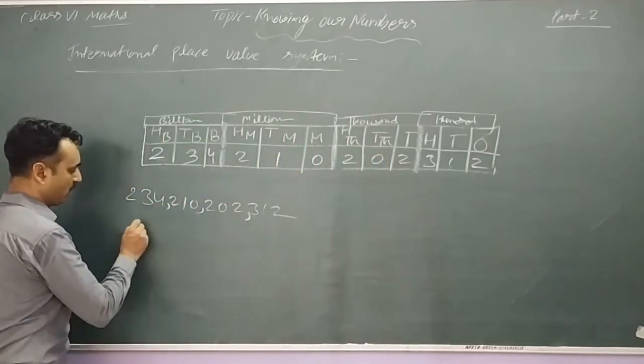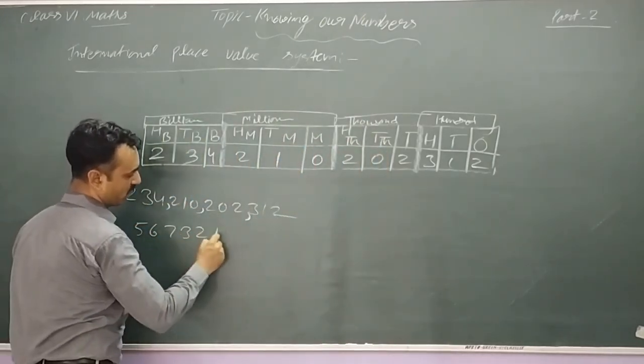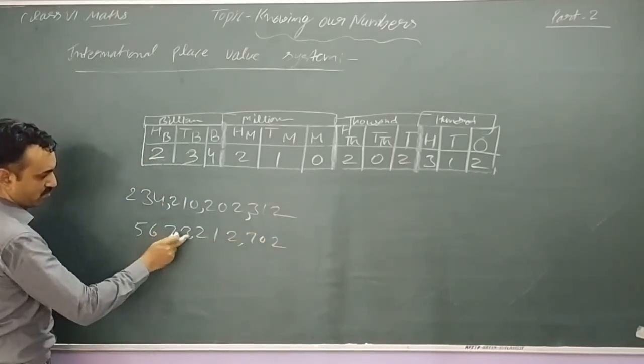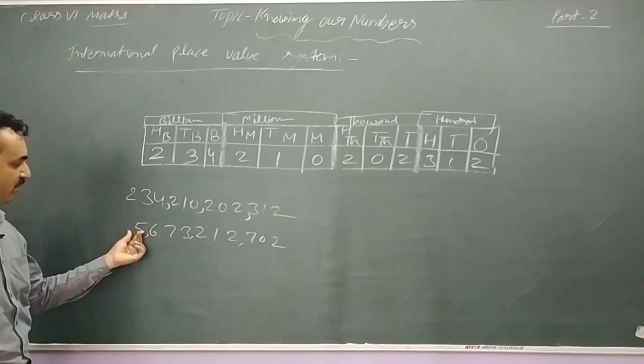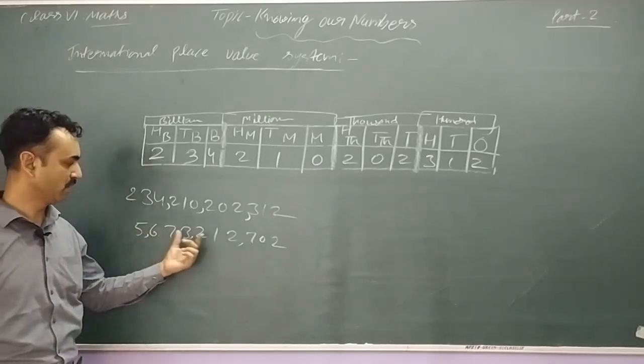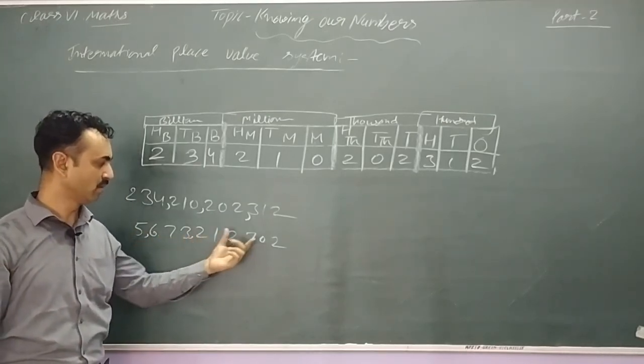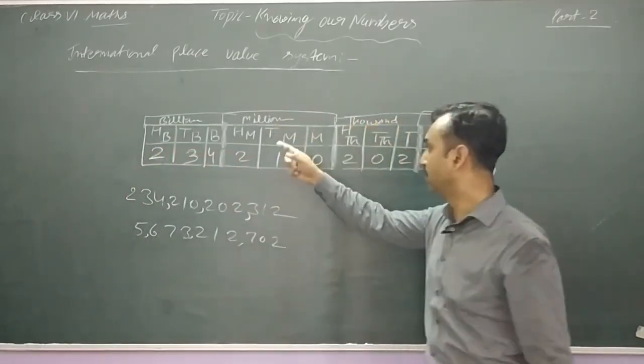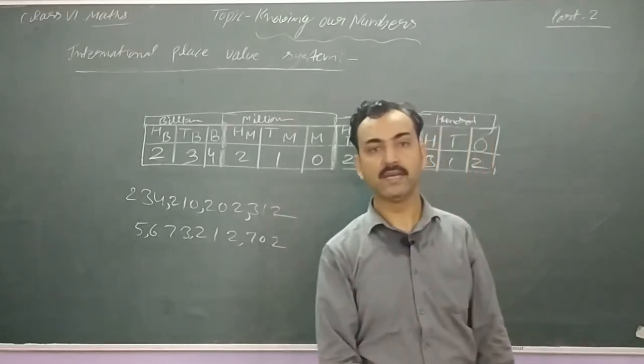Let's take one more example. 5, 6, 7, 3, 2, 1, 2, 7, 0, 2. Put a comma after each 3. So it is 5 billion, 673 million, 212,000 and 702. So it's very easy. If you remember this table, then it's very easy to write the number.